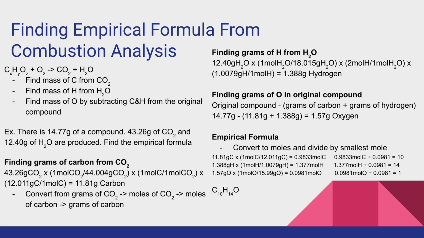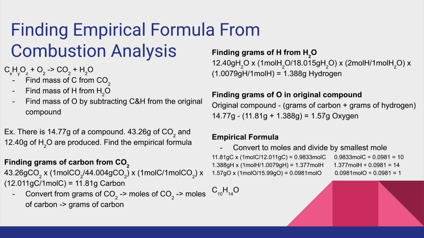Now we can find grams of oxygen in the original compound by subtracting hydrogen and carbon. So we have 14.77 grams of the original compound minus carbon, which is 11.81 grams, and hydrogen, which is 1.388 grams, and we get 1.57 grams of oxygen.